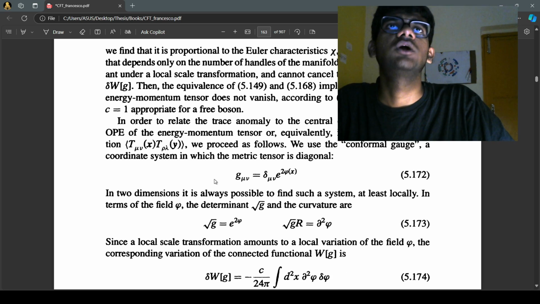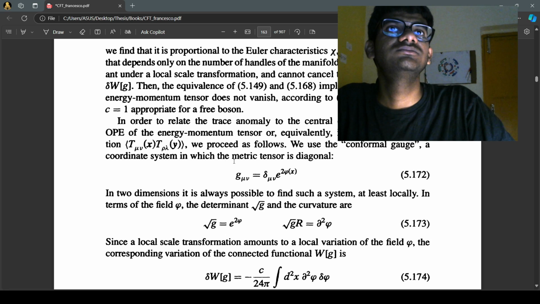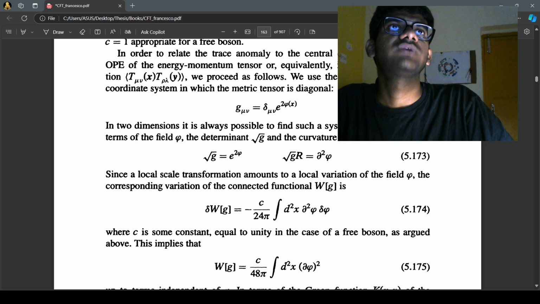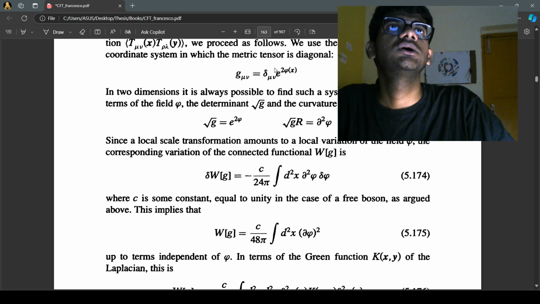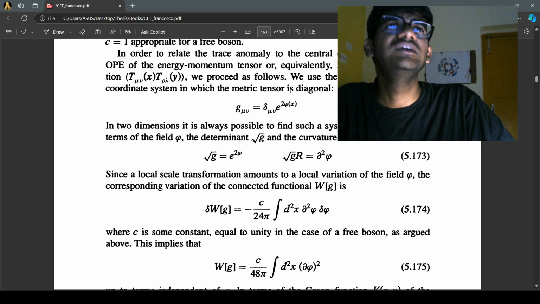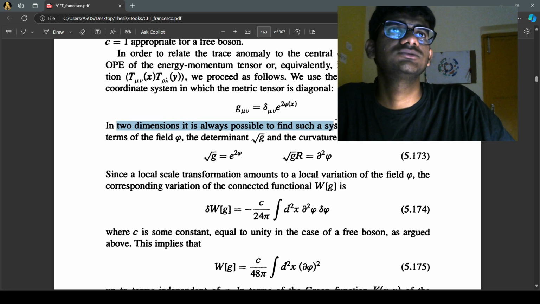Use the conformal gauge, a coordinate system in which the metric tensor is conformally related to the flat one, diagonal. In two dimensions, it is always possible to find such a system, at least locally. In terms of the field phi, the determinant of g and the curvature R are given as follows. The local scale transformation amounts to a local variation of the field phi. Okay, I mean this needs to be proven.